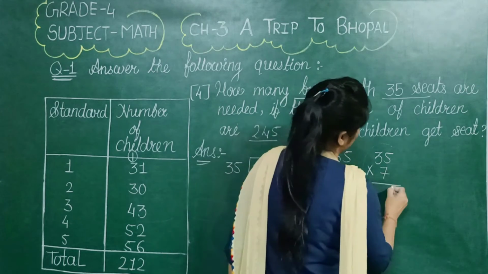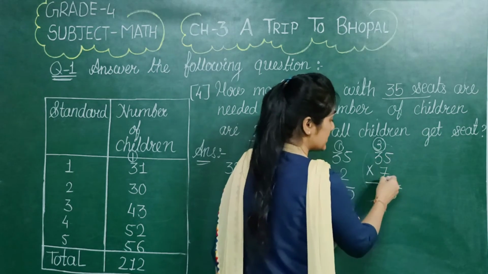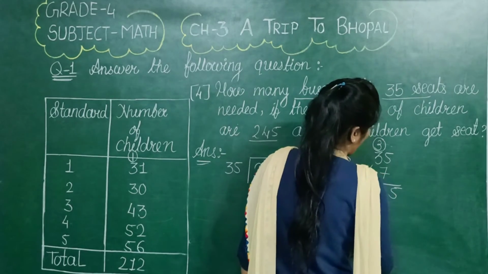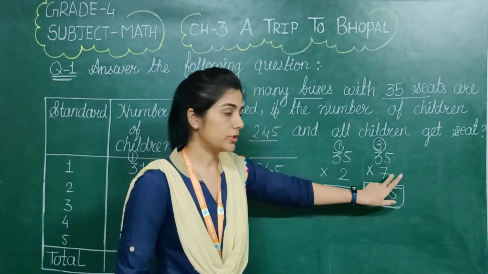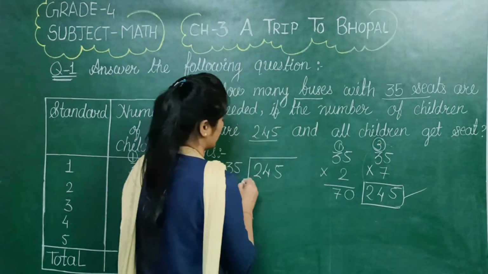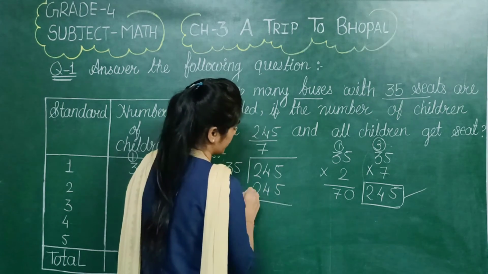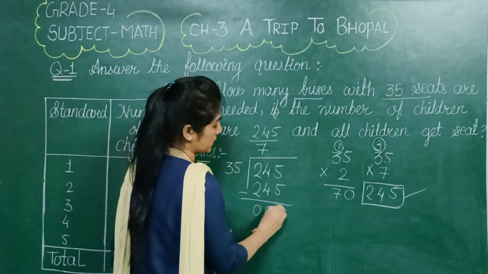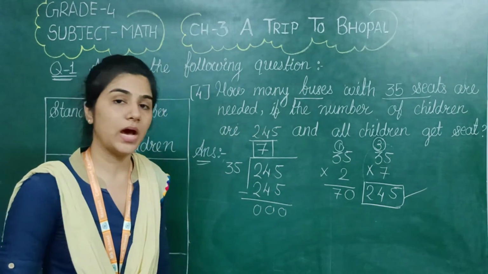See, 5 sevens are 35 and 3 as a carry number, 5 down, 3 sevens are 21, 21 plus 3 that is 24. We get the exact number when 35 sevens are 245. You can make this table by yourself also. So 245 minus 245, so 0 will come, and this is our answer, 7. That means 7 buses are needed.